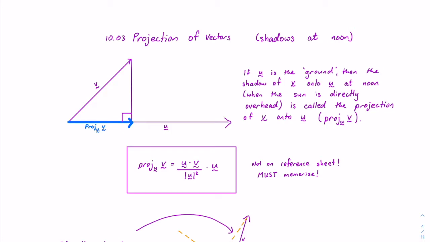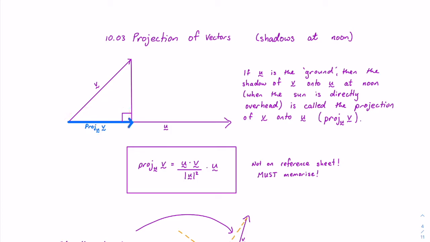Okay, exercise 1003 is about vector projection. I kind of like to call that shadows at noon. What I mean by that is, we've got the vector u here, and we're projecting the vector v onto u. So imagine you as the ground, you've got the sun up here, it's noon, so the sun is high in the sky, really tall, and the shadow of this vector v is the projection.